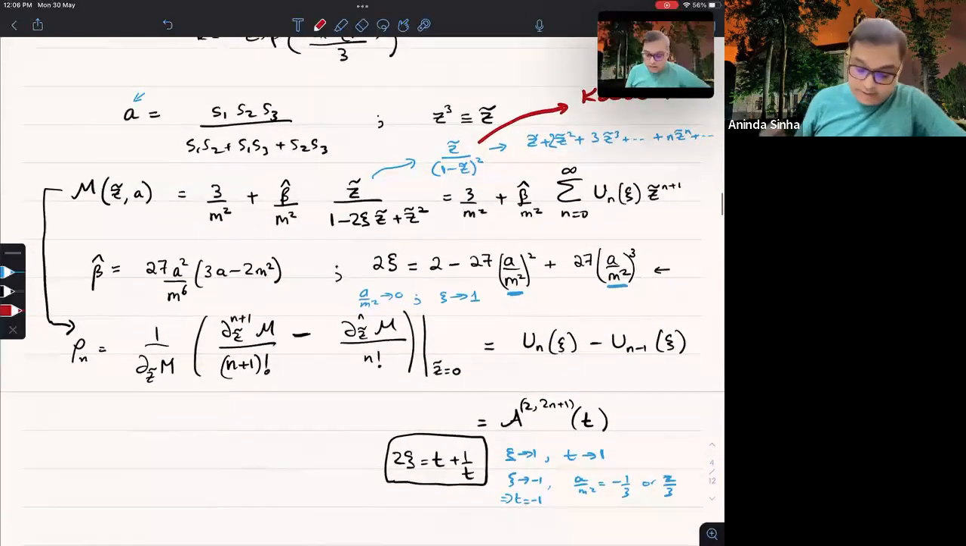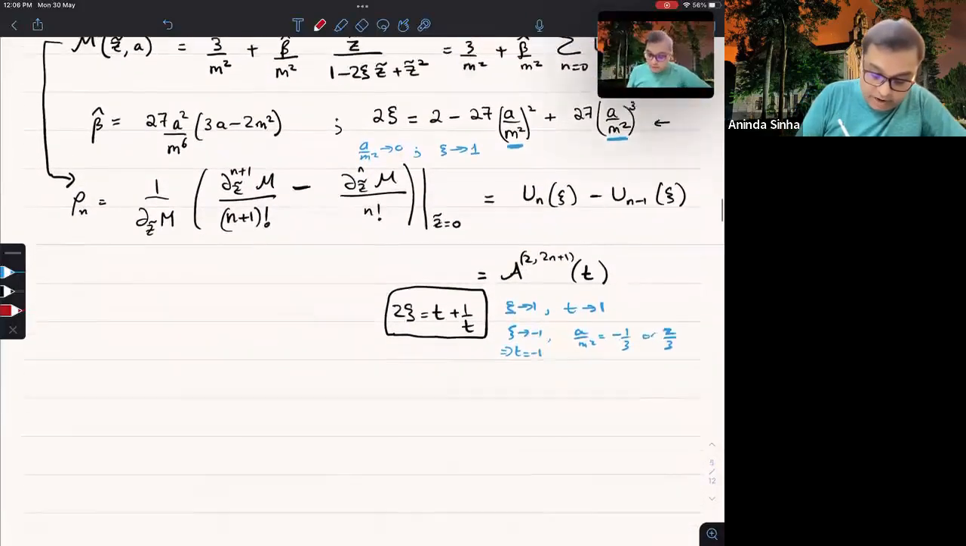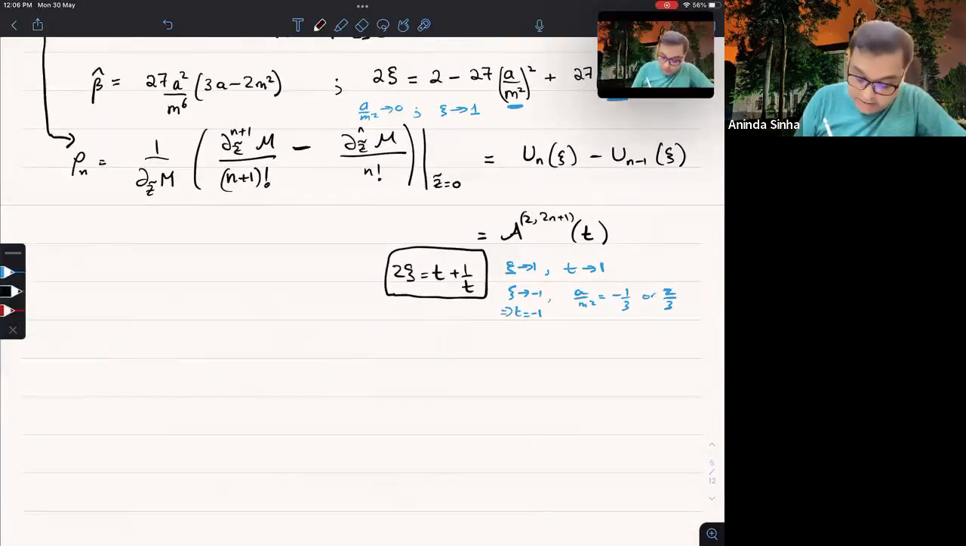The other reason is that if you have 2-to-2 dilaton scattering with graviton exchange, then that amplitude is basically nothing but A times z tilde over z tilde minus 1 squared.